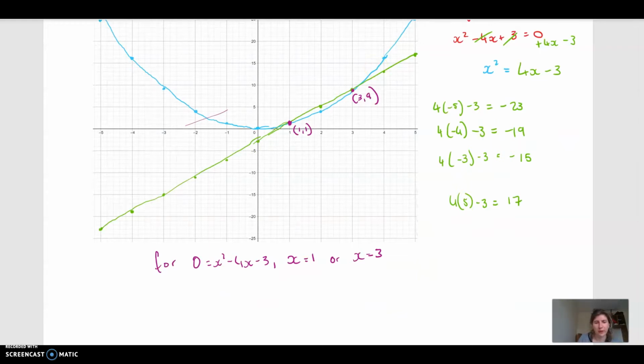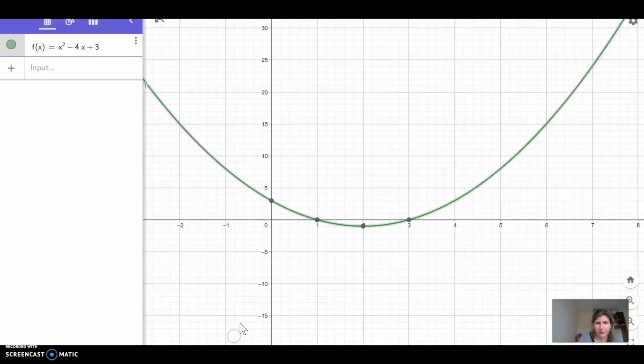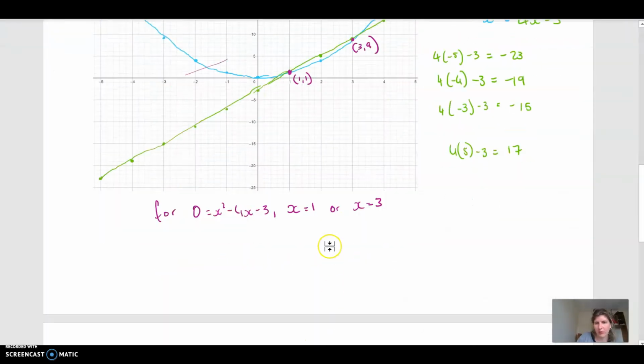And I'll show you on GeoGebra. Here is our graph. Okay, and we can see here, that's x squared minus 4x plus 3, and you can see there you've got an x-intercept at 1 and you've got an x-intercept at 3. So that's our coordinates there. So that's our solution. Alrighty, next one I want to do is just a little bit more complicated, and then we'll call it for today.